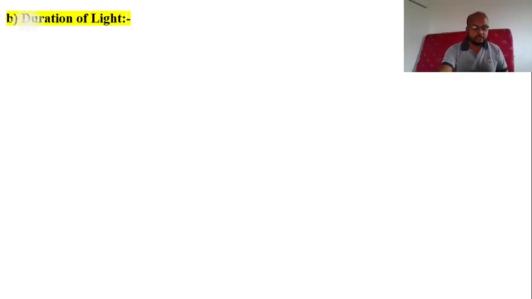The next one is the duration of the light. Duration is nothing but the length of day, or the duration of the light. This duration of the light affects different events going on in the plant, particularly flowering and fruiting, as well as the distribution of the plant. Mainly, the duration of the light affects the flowering season. The effect of the duration of light on the plant is called the photoperiodic effect.